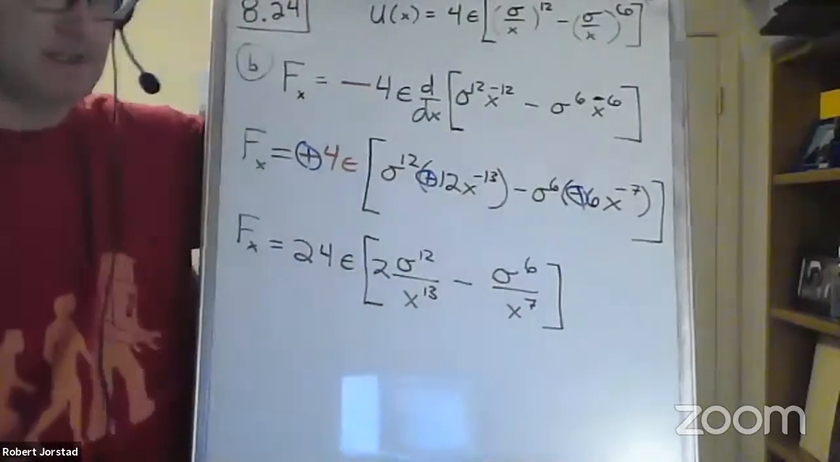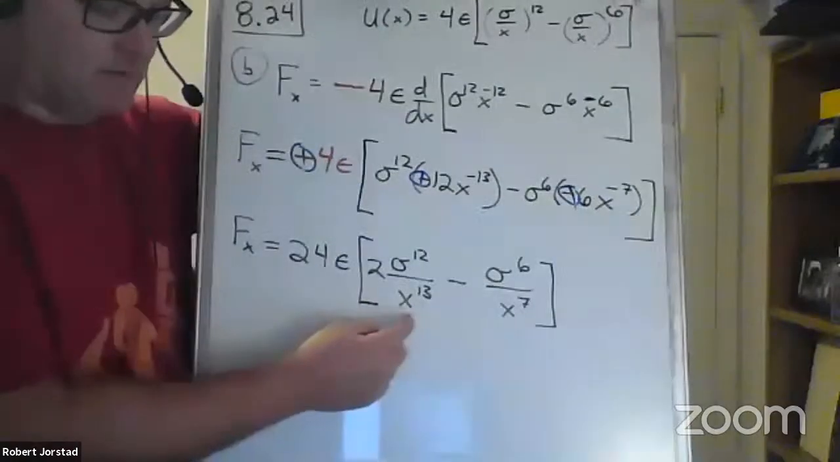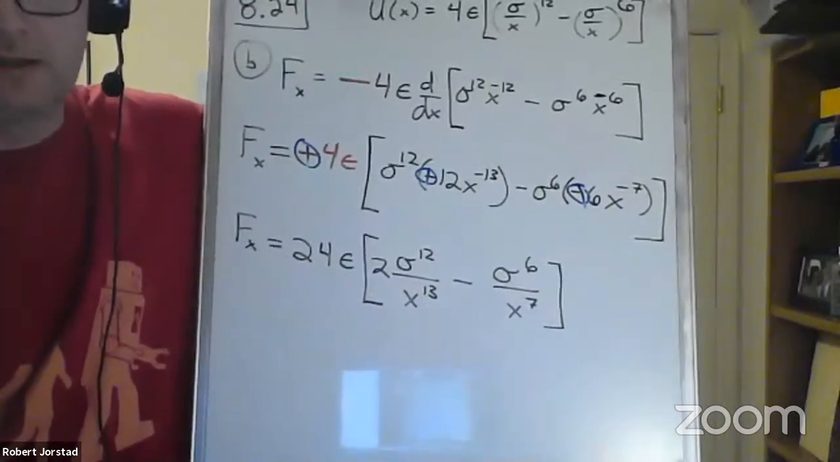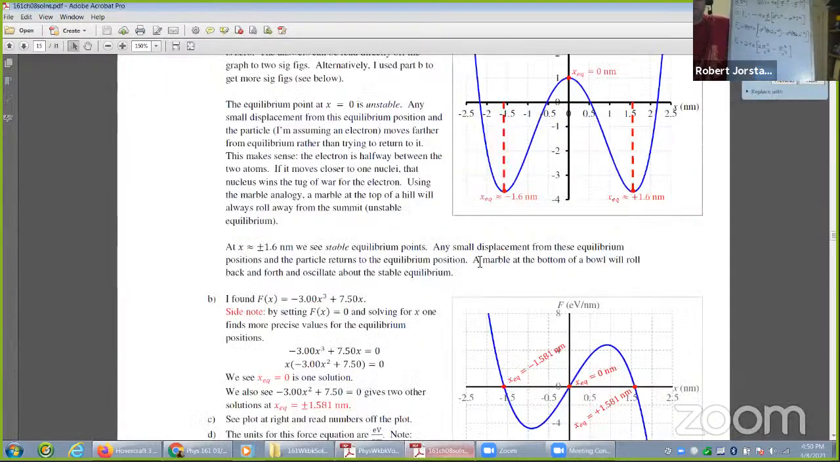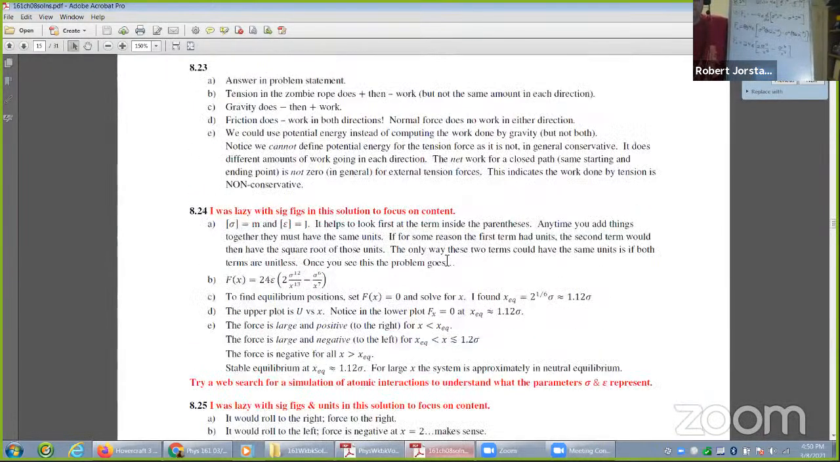what? I want the equilibrium positions. What am I solving for? Oh, sigma over x. X, yeah. So we're going to solve for x. When we do that, let's shortcut. Right here, I end up getting 2 to the 1/6 or 1.12 sigma. Okay. So if you're looking for equilibrium positions, this is the technique. Take the force, set it equal to 0, solve for x.